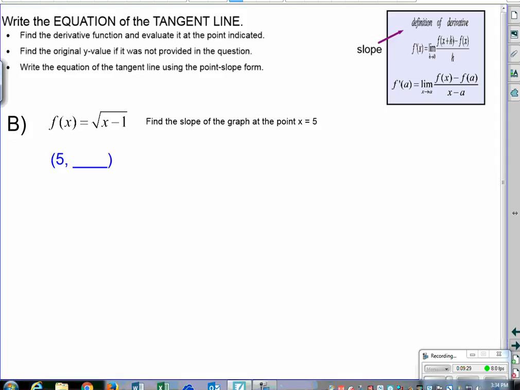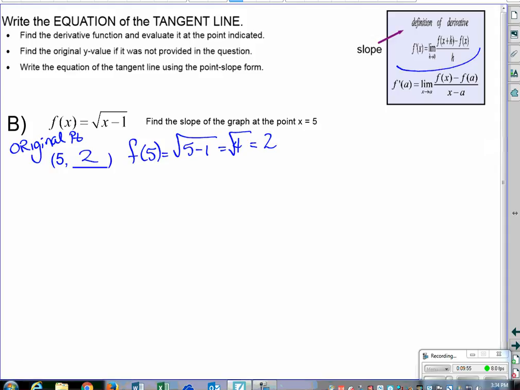Next problem, I have the square root of x minus 1. I think the first thing I'm going to do here is find the original y. So the original point, if I plug in 5, I'd have f of 5 equals the square root of 5 minus 1 gives me square root of 4. Square root of 4 turns out to be 2. So I have this ordered pair 5 comma 2. When I go find the derivative, I'm going to use that general form again. So I'm going to go ahead and erase this and that. So we have our ordered pair of 5, 2.